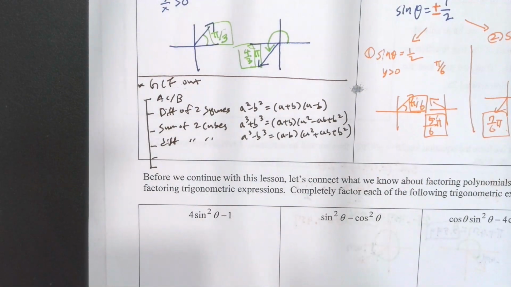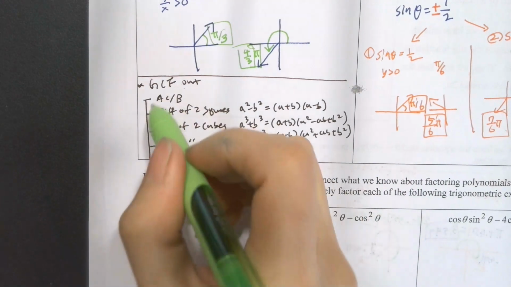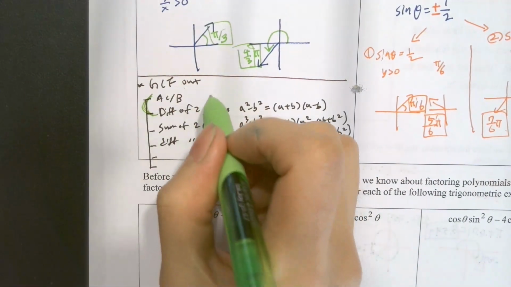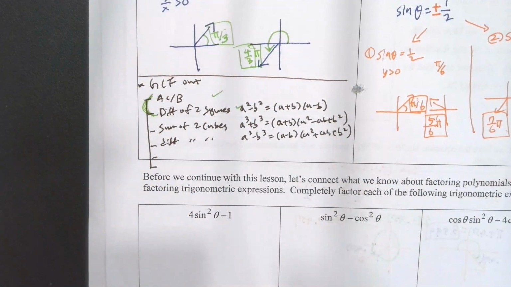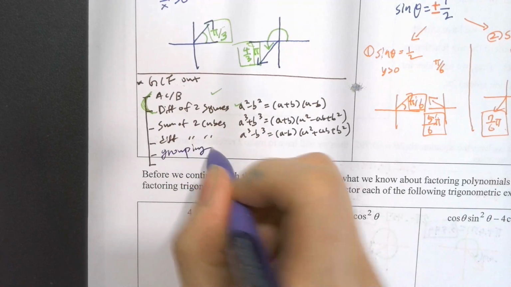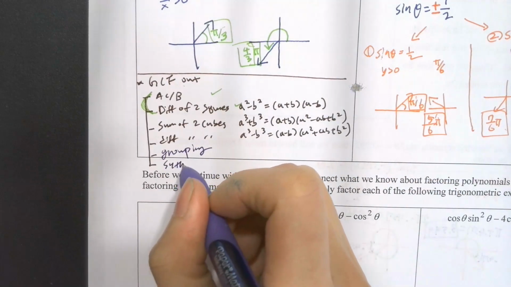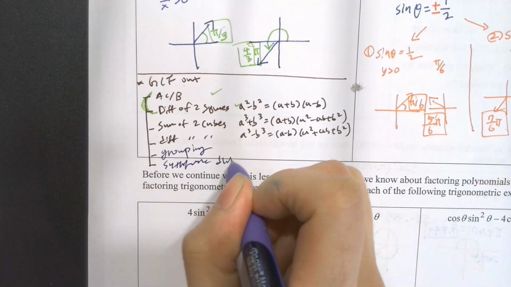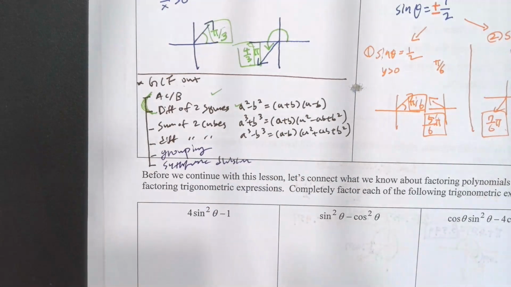The most important ones for today's lesson will probably be the top 2, which we covered in Algebra 1. There are a few more. We can do grouping, we can do synthetic division, if you know the possible factor using the, what is the theorem name? Anyhow, those are the things we can do to factor.